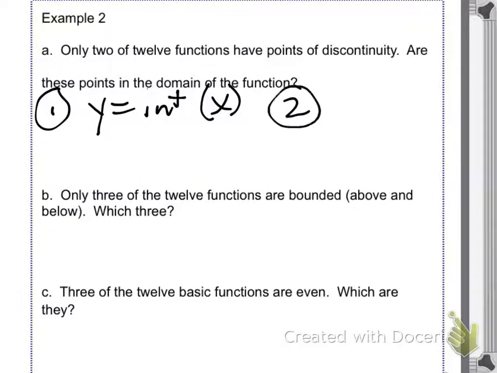The other one, okay, the other one is y equals 1 over x again. Now, it's discontinuous at x equals 0, right? So the question is, is 0 in the domain? Well, no. 0 is not in the domain because there's no value for y at x equals 0.